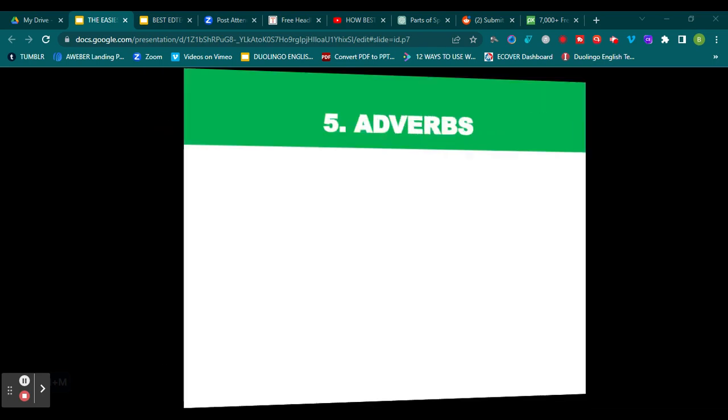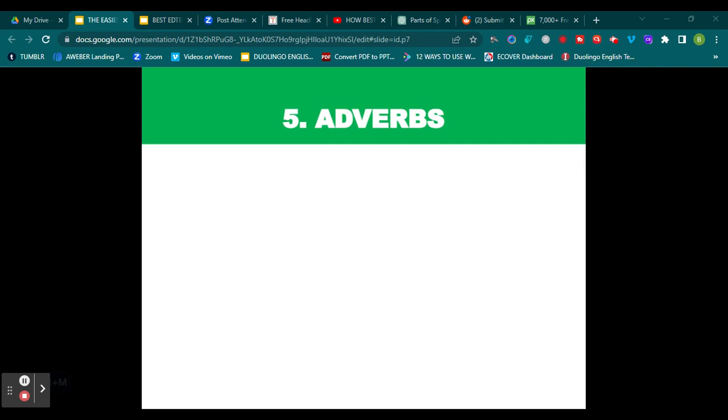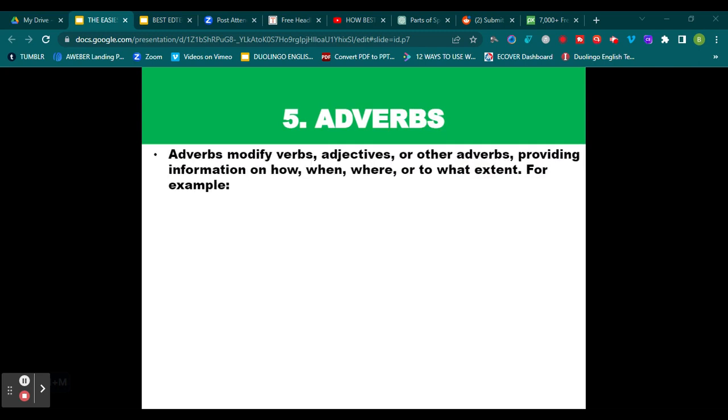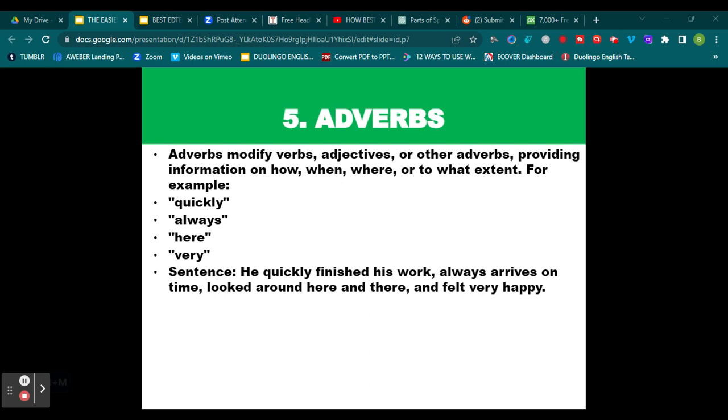The next one, which is number 5, is adverbs. What are adverbs? Adverbs modify verbs, adjectives, or other adverbs, providing information on how, when, where, or to what extent. Let's look at some examples quickly. Always, here, very. In a sentence, let's use these adverbs. He quickly finished his work, always arrives on time, looked around here and there, and felt very happy.